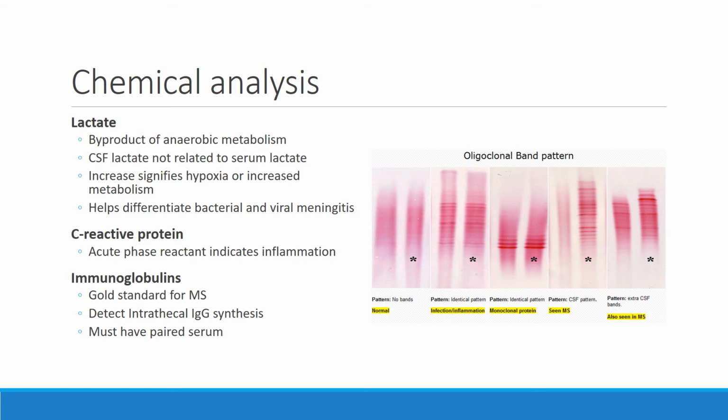So what we do is we test the CSF for the presence of IgG, and at the same time we also collect a serum. In this case, you do have to collect a serum at the same time in order to compare the IgG production in the serum to the IgG production in the CSF. In a patient with MS, the IgG that's produced in the serum and in the bone marrow is going to be in both the serum and the CSF because it can diffuse across the blood-brain barrier.